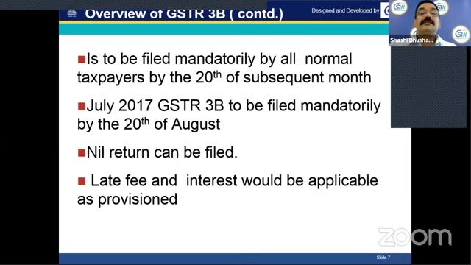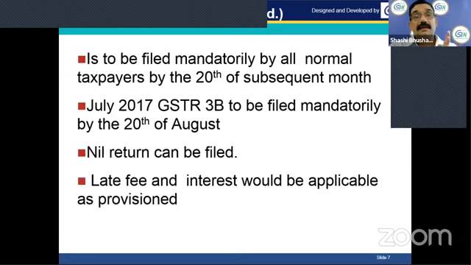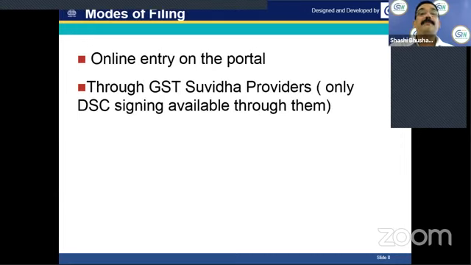Now, GSTR 3B has to be filed by all the normal taxpayers by the 20th of August and September for the months of July and August. And we have enabled that people can file nil return also. If the people file a return after the due days, they will be liable to pay late fee and interest. The online filing that we have enabled computes the late fee automatically, but interest has to be computed and furnished by the taxpayer.